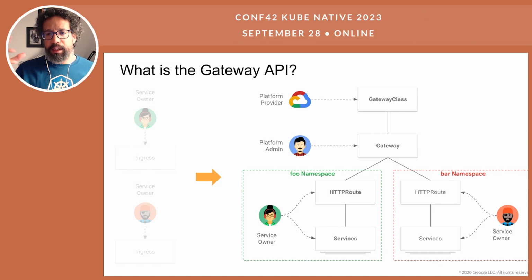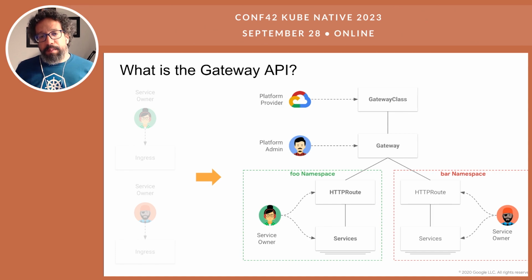But a gateway class essentially is something that the cloud provider implements for you or installs for you that defines the type of load balancer. The gateway objects create an actual load balancer. The HTTP route is what maps the actual service or the backend toward that load balancer.